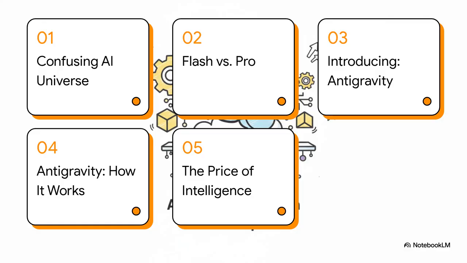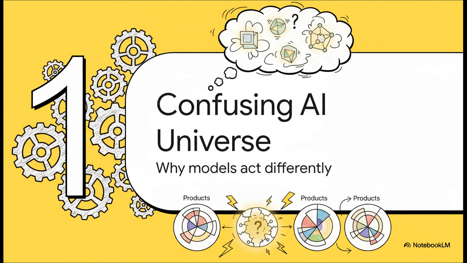All right, here's our game plan. First, we'll untangle that whole confusing Gemini situation. Then we'll pit the two main models, Flash and Pro, against each other. The results are going to surprise you. After that, we'll introduce this wild new platform called Antigravity, break down how it works, and then, of course, talk about what it all costs.